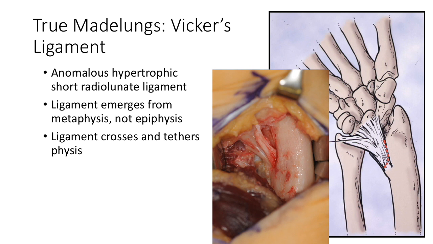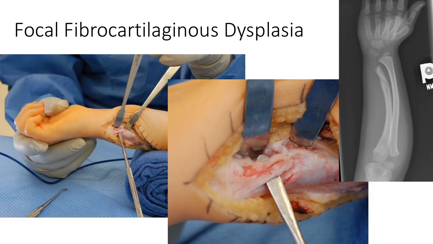This is an anomalous, hypertrophic, short radial lunate ligament. The ligament emerges from the metaphysis and not the epiphysis, and therefore it does not grow with the distal radius and becomes a tether as the ligament crosses the wrist. Here you can see it quite clearly on this surgical case.